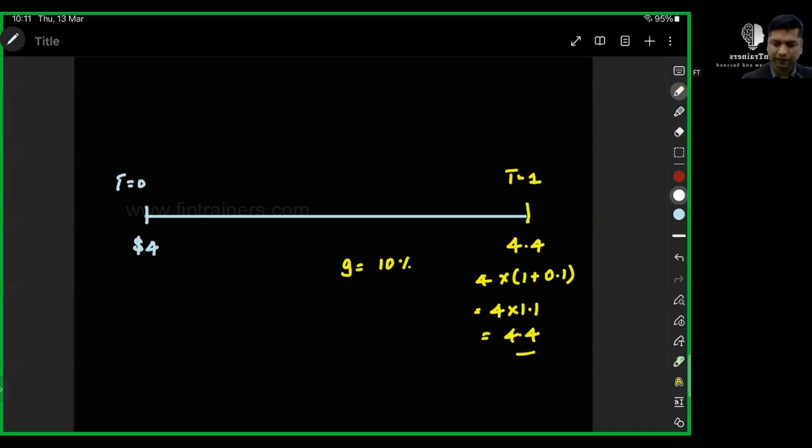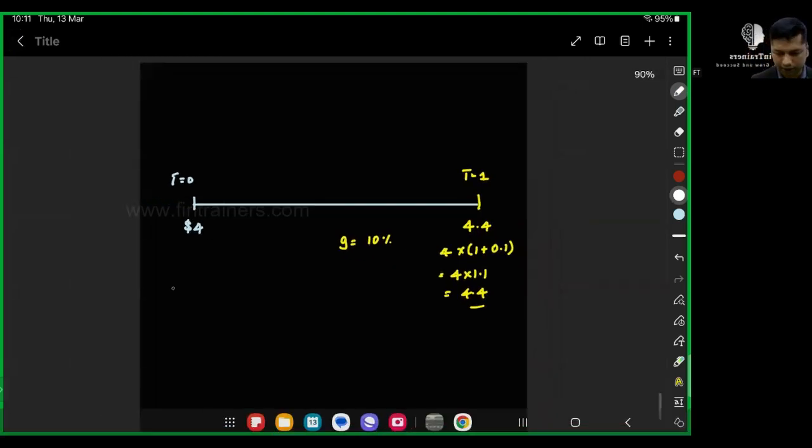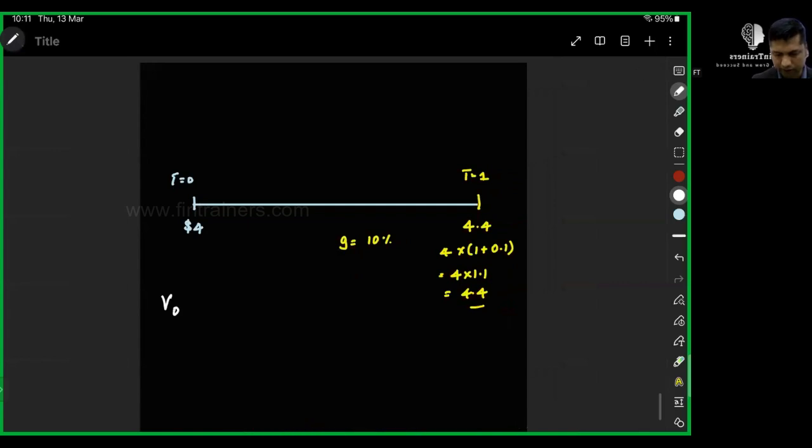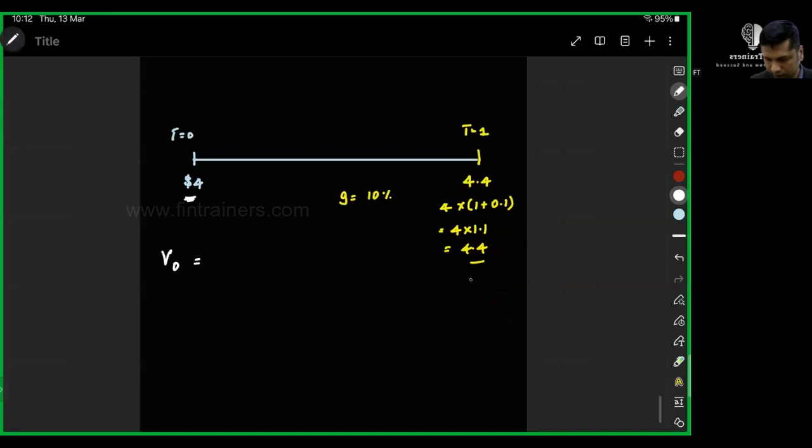Now, obviously, the company is not going to stop after 1 year. The dividend is going to continue. But just for our understanding, how do I value this company today? Let's assume this dividend is already paid. We are only going to bring the dividend from the future to today's price, right? So we are going to discount this D1 to today, to its present value.